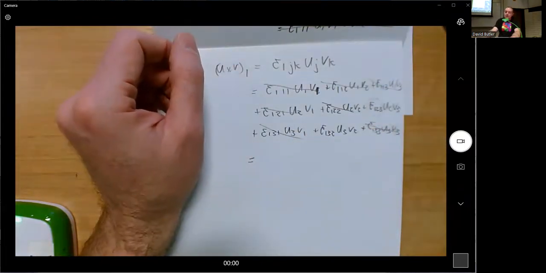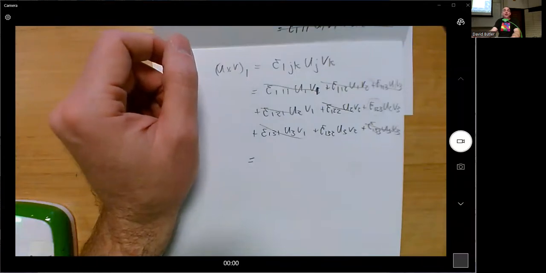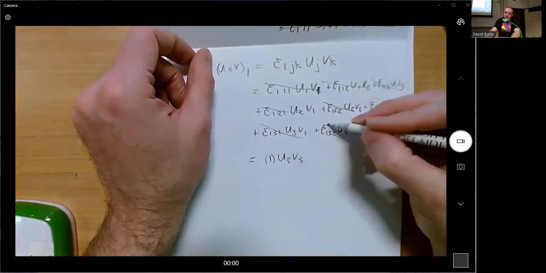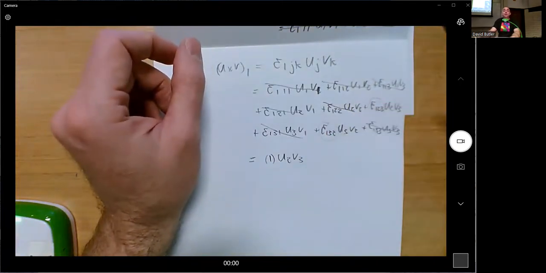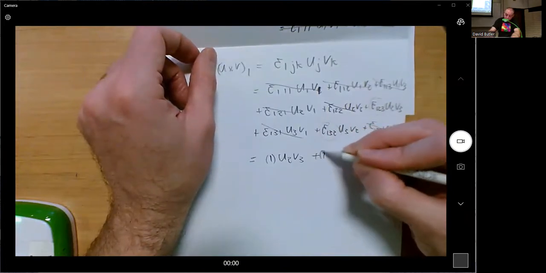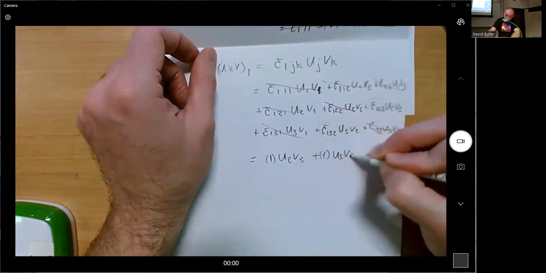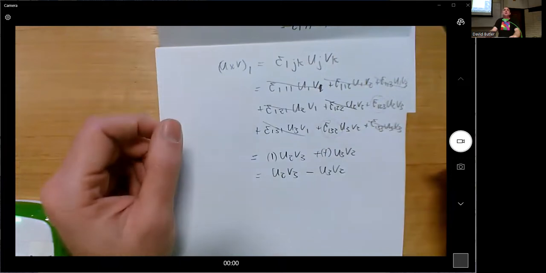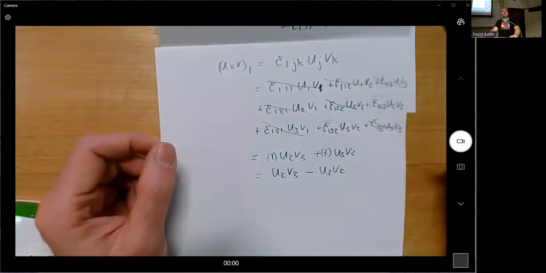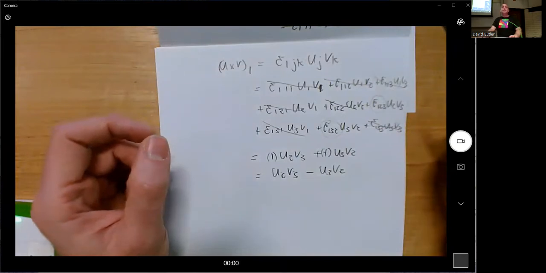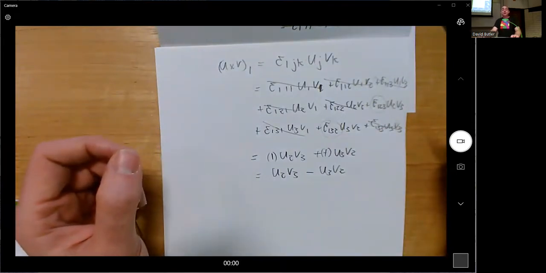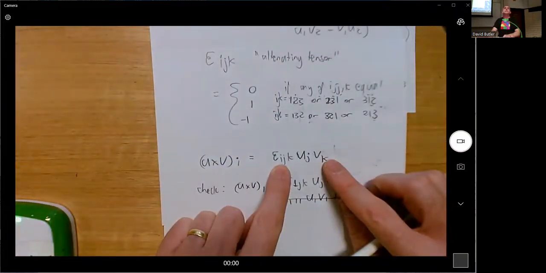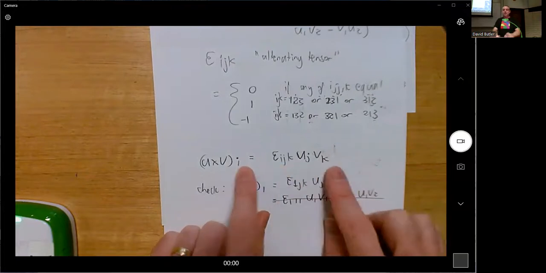And this number is 1 because it's 1, 2, 3. That's in the correct order. And this number is minus 1 because they're in the wrong order. It's 1, 3, 2. And so I get u2 v3 minus u3 v2, which is the correct answer. Yay! But we don't have to ever do this calculation again because we can just trust that this is the cross product. This is the i entry of the cross product.